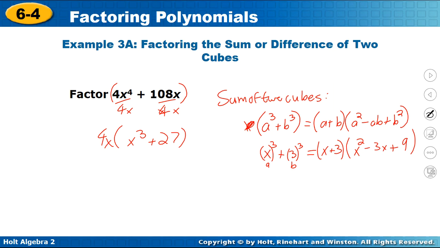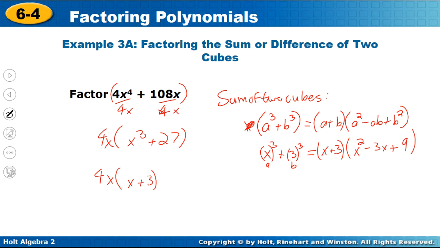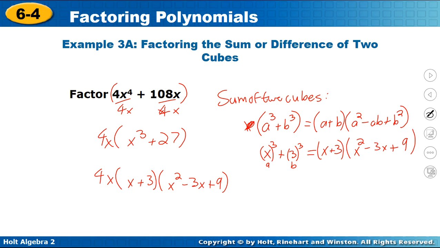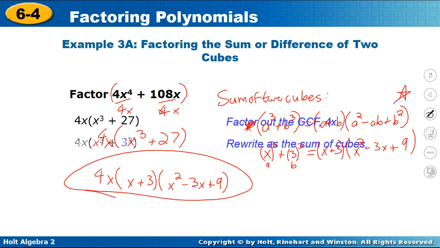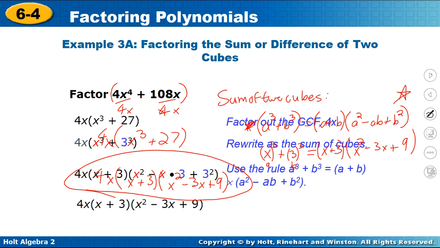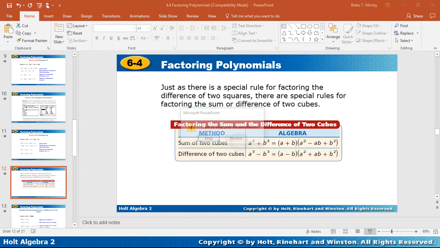Okay? And so this would factor completely into 4x, x plus 3, x squared minus 3x plus 9. That's how this would fully factor. Alright, looks kind of crazy, but that is fully factored. Okay, you just kind of have to know these rules: the sum of 2 cubes and the difference of 2 cubes as well. Use them as templates until you get used to it and can start, I guess, memorizing it.